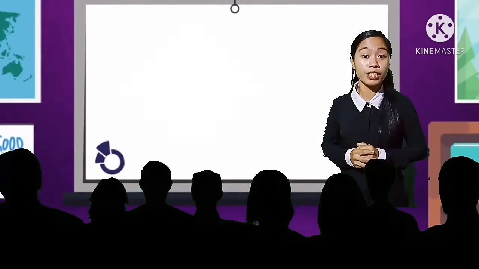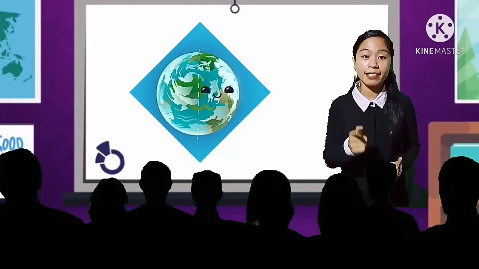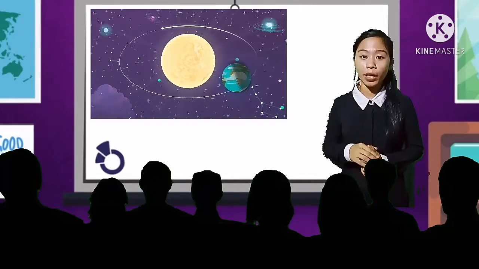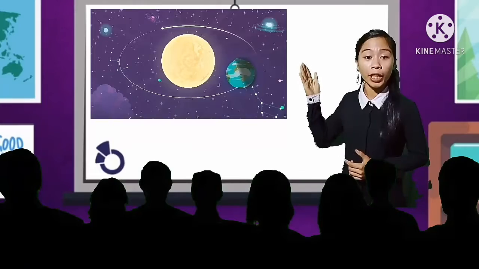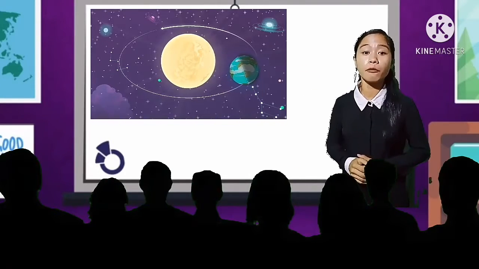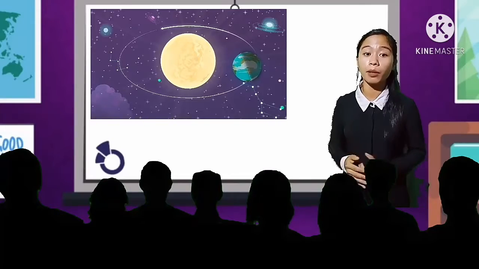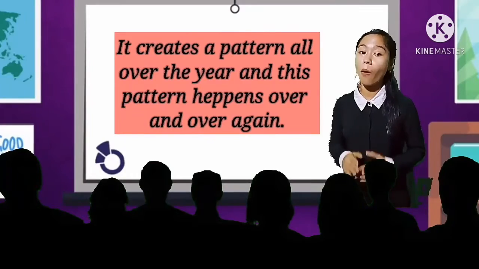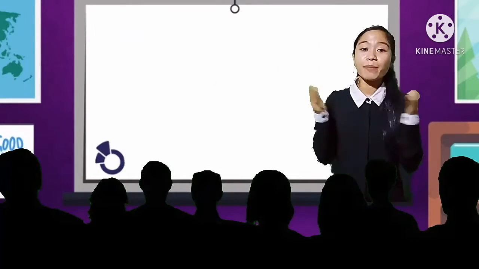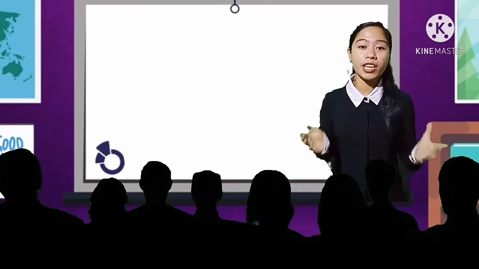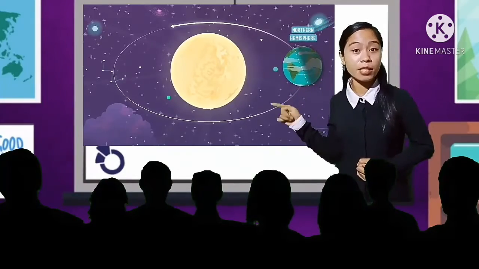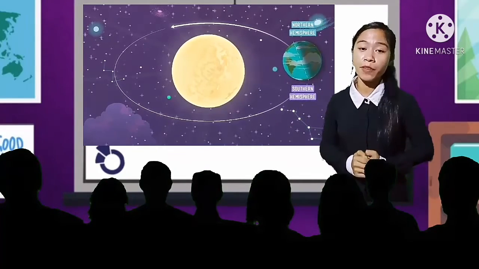Here's the thing: as the Earth is rotating, it's not standing straight up and down. Its axis is actually tilting just a little, not too much. But this tilt causes one part of the Earth to lean towards the sun, and the other part to lean away. This means that different parts of our planet's surface get different amounts of sunlight and heat. So it creates a pattern all over the year, and this pattern happens over and over again. I'm sure that you know this. At some time of the year, the northern hemisphere faces towards the sun and the southern hemisphere is facing away. And at another time, the southern hemisphere faces towards the sun and the northern hemisphere leans away.